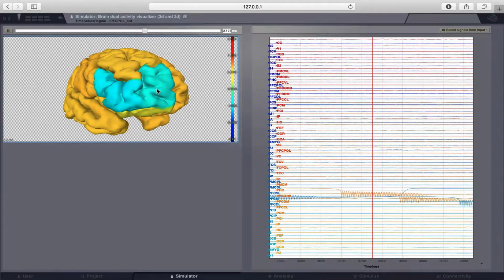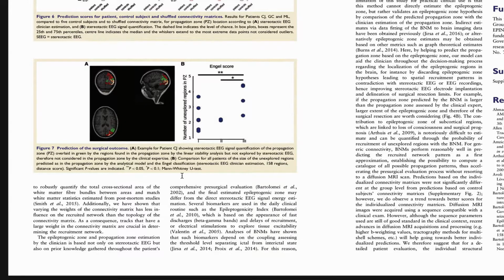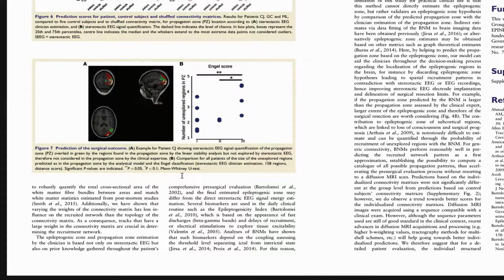And we will now switch back to the article, and the authors of the article followed the 15 subjects after surgical intervention, and then they looked at the outcome. So they also compared the clinical prediction of propagation zones and epileptogenic zones versus the prediction of our brain model. And here in this figure 7, panel A, you can see in red the clinical prediction, and green is the overlay from the model. And as you can see, there are some similarities but also some differences.